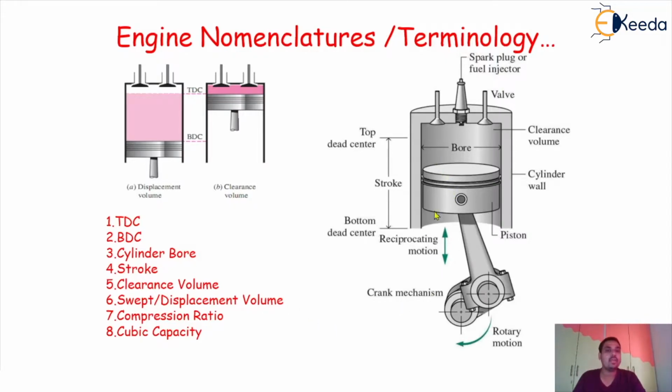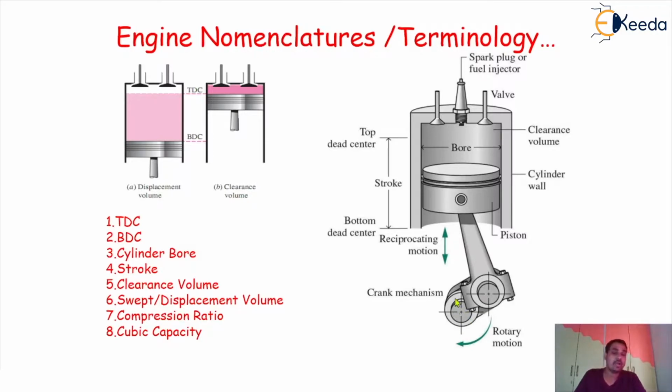So again, here we have a cut section model of the engine. This is a piston, as we know. This piston always reciprocates inside this cylinder, and it is connected to the crankshaft with the help of a device called a connecting rod. The small end of this connecting rod is connected to the piston and the big end is connected to the crankshaft.